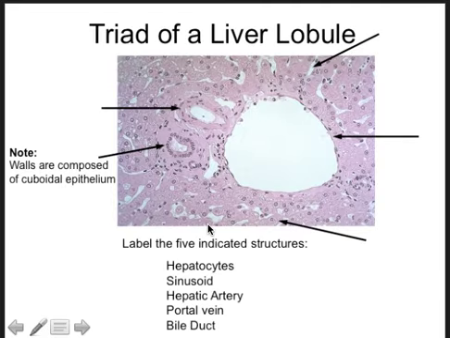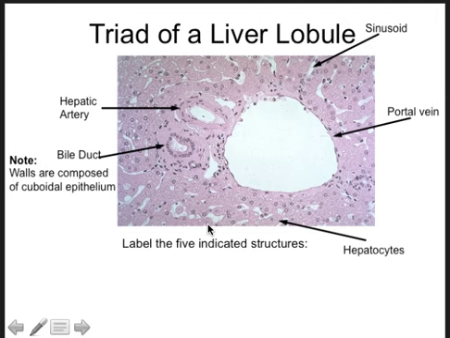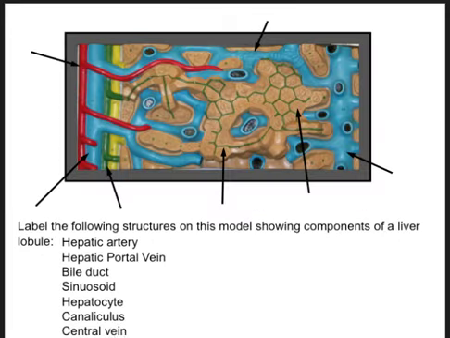Describe the components here of the triad of a liver lobule. And so what we're tasked with is trying to identify now these different regions. And so if we label them appropriately, that is what we come up with. Okay? Sinusoid, portal vein, hepatocyte, bile duct, hepatic artery. Okay? All right, next question.